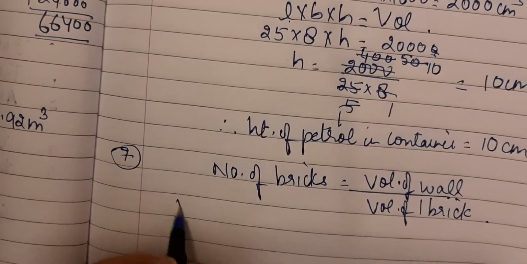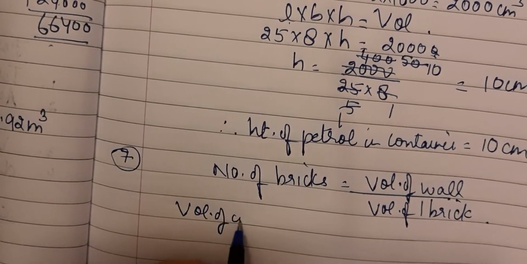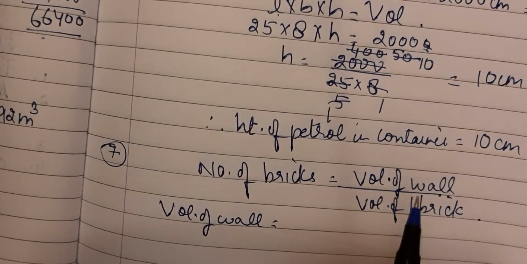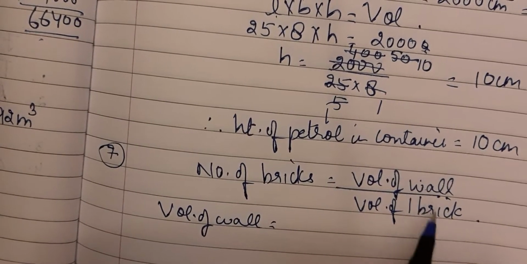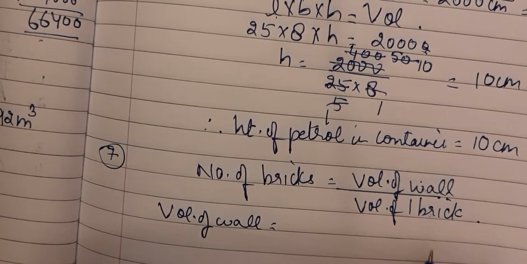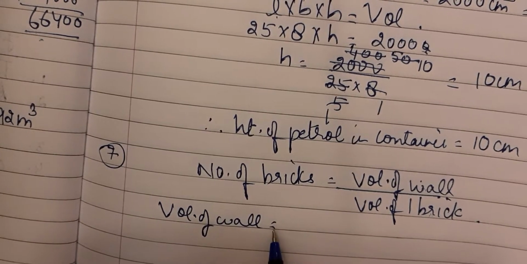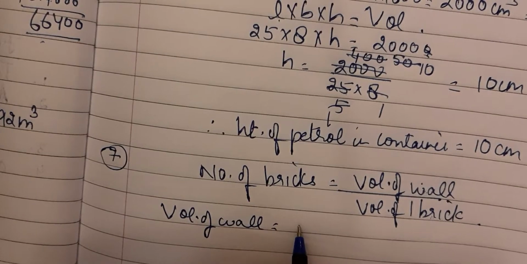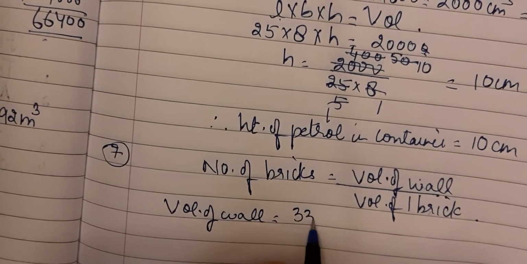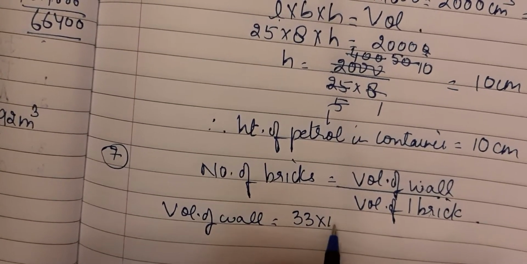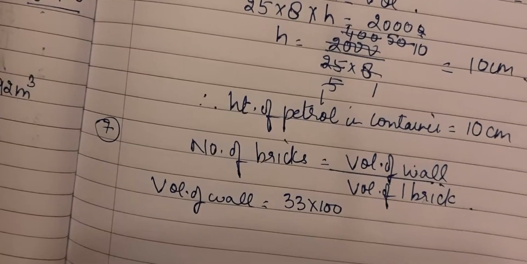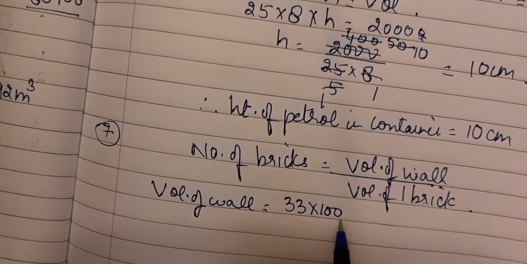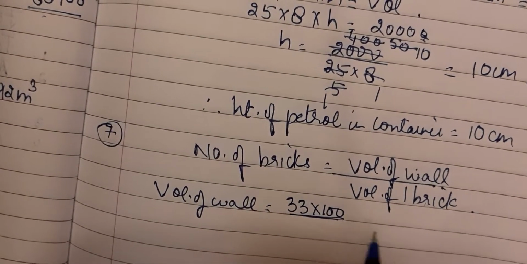Now we are going to first find the volume of the wall. And for the volume of the wall, I told you, you can divide two quantities if they are of the same unit. So in order to find the volume of the wall, it will be length, which is given to you as 33 meter, and I want to change it into centimeter. So I will multiply by 100. This becomes the length in centimeter.